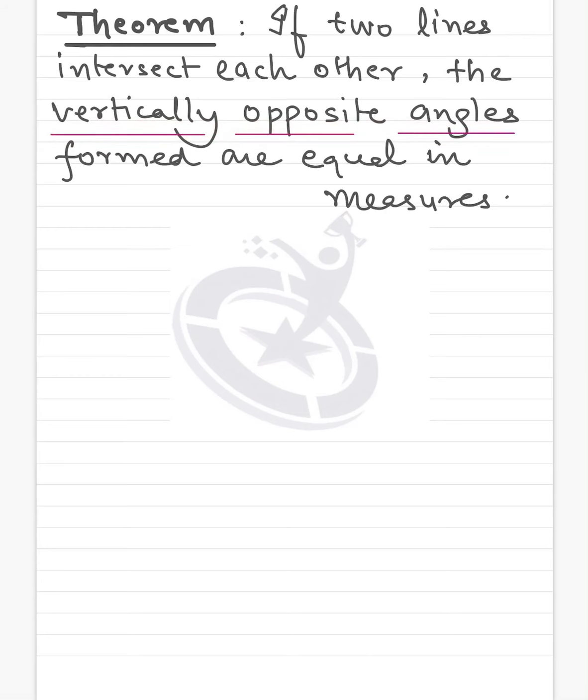Okay. So two lines intersect each other: this is the given condition. And vertically opposite angles are equal: this we have to prove. Okay. So for every theorem, the if part is called the condition and the then part is called the result. So the if part is taken as given and the then part will be proved. That is to be proved there.